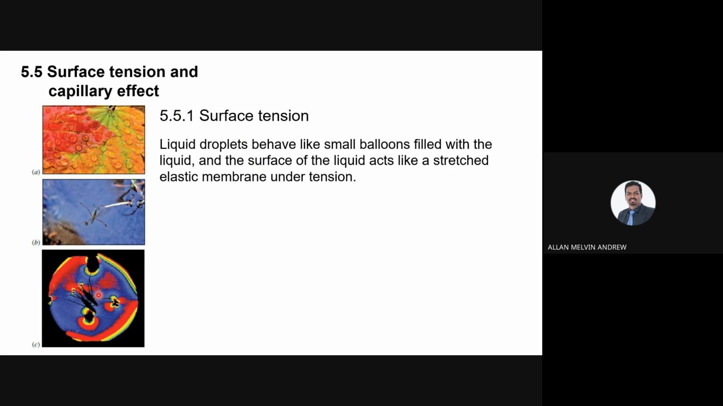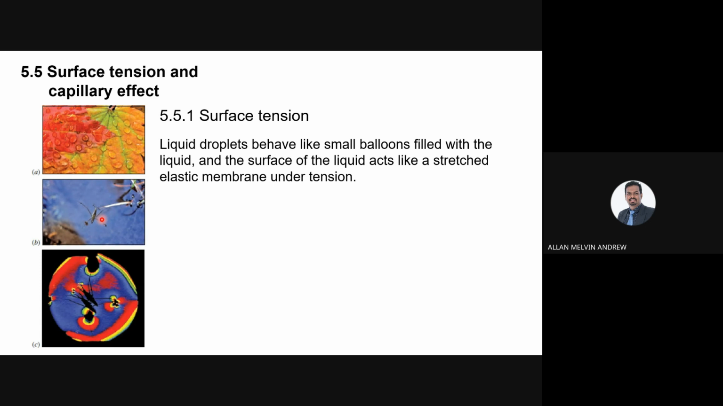Okay, so you can see these photos. Normally, if you go to a river or a pond, you can see small insects standing on top of the water, as if it were normal ground. So what actually enables them to be like that? We will see that.